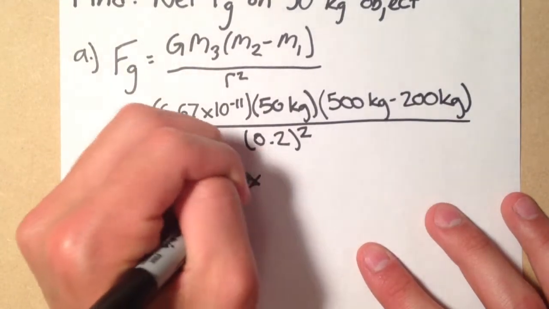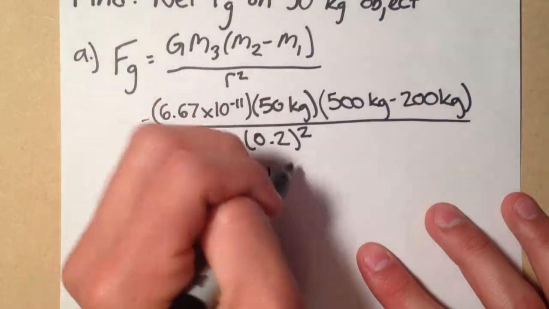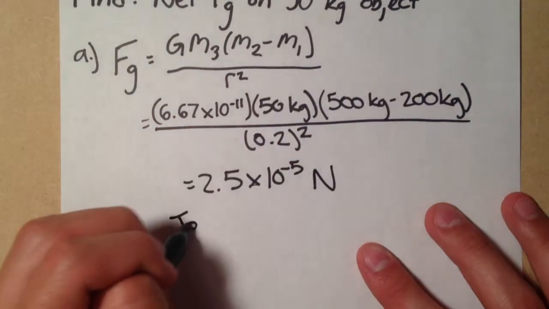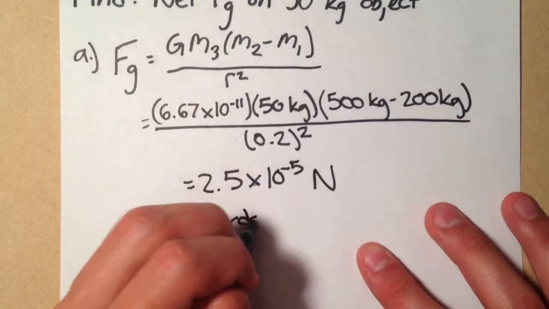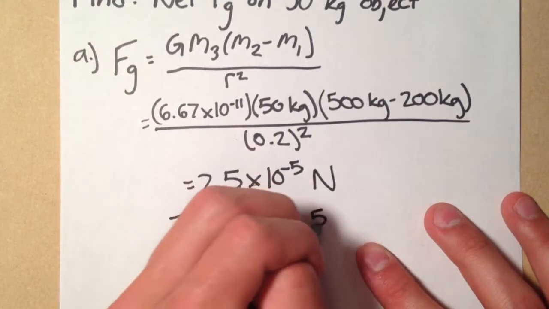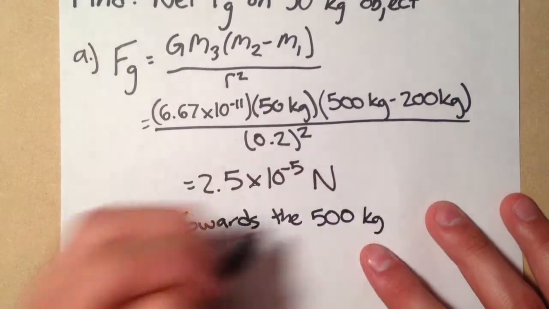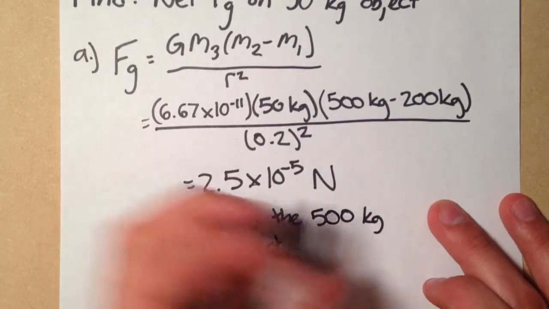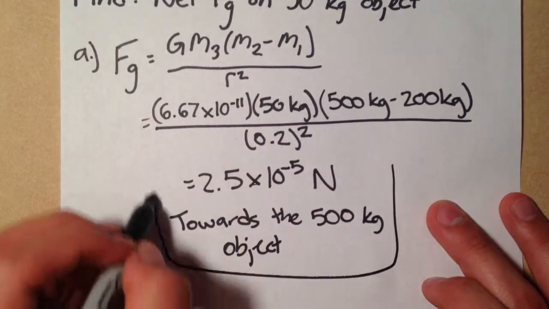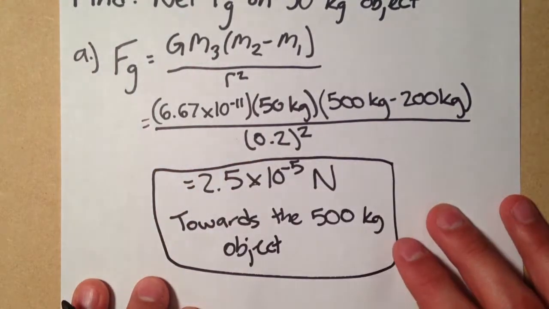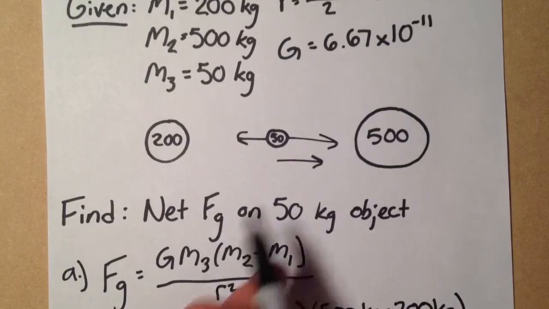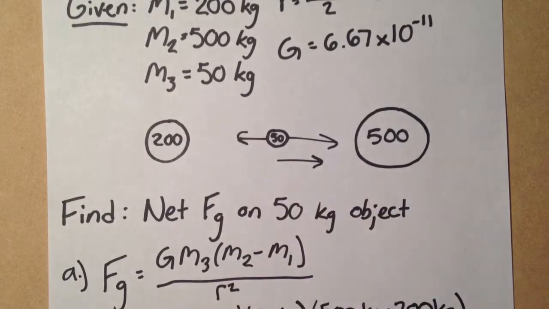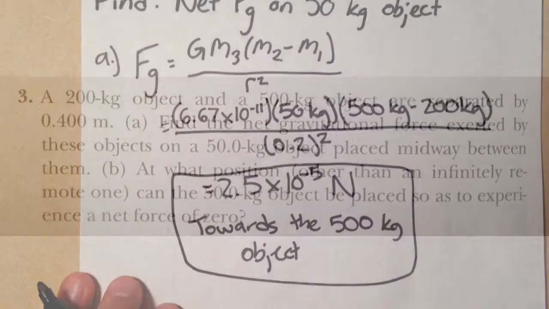2.5 times 10 to the negative 5th newtons towards the 500 kilogram object. And it's towards the 500 kilogram object because in our diagram it's just going to have that net force going that way because this one weighs more. So that's the answer for part A.